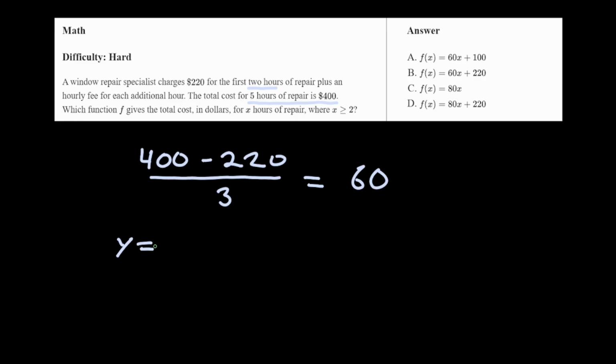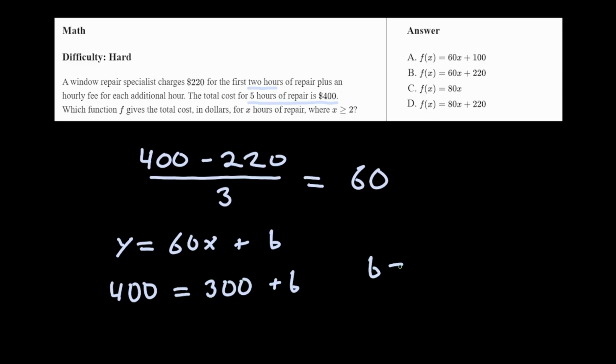So we can divide by 3 to get that $60 per hour is our slope. So we have y equals 60x plus b. If our first 5 hours is $400, we should plug in 5 for x to get 400 equals 300 plus b. Therefore, b equals 100. And we have y equals 60x plus 100.